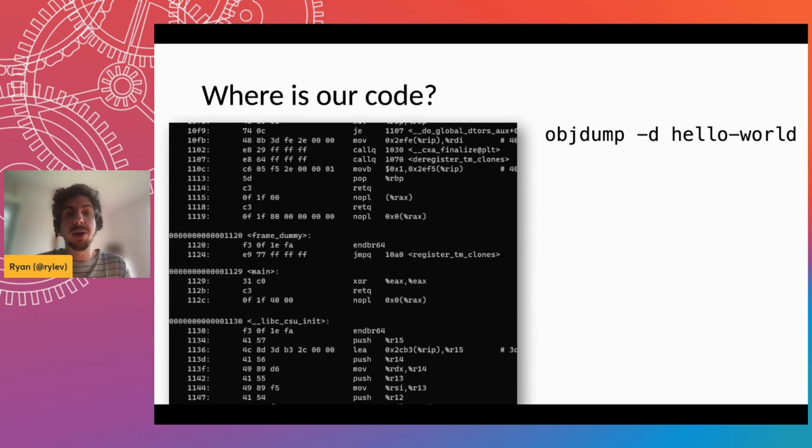That main function is what we wrote. That's exactly it. It has XOR EAX, which is essentially making the EAX register into 0. If you don't know assembly, that's totally fine. Don't worry about it. And then it returns.